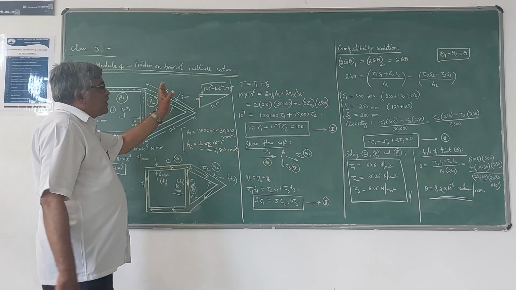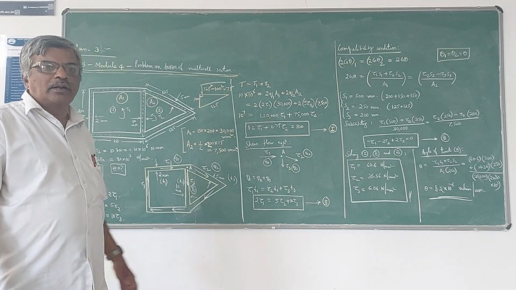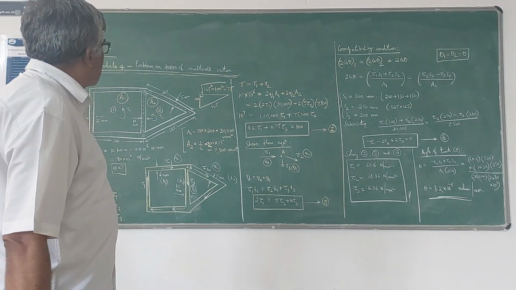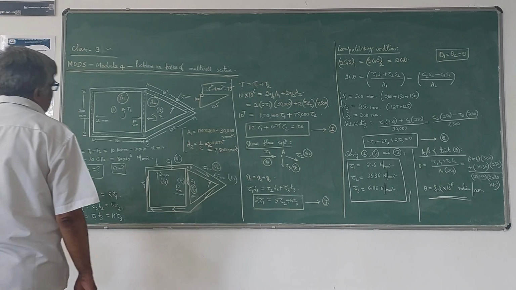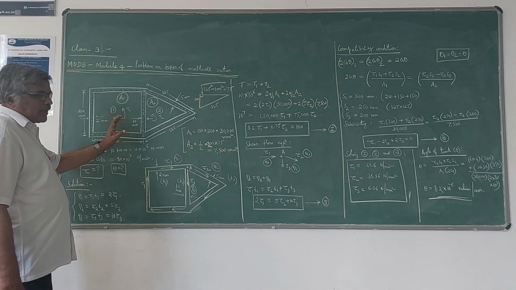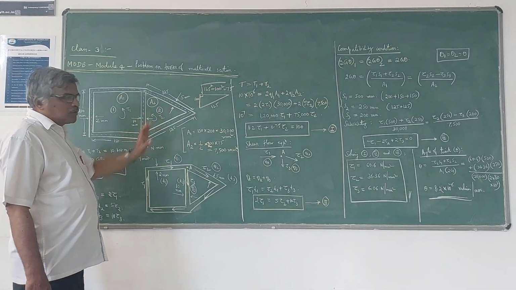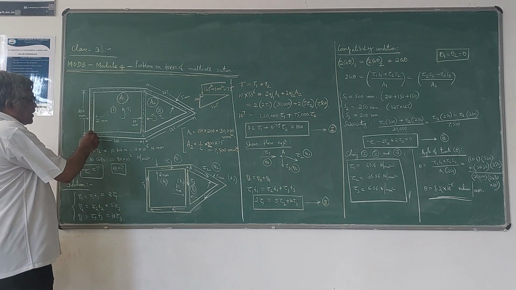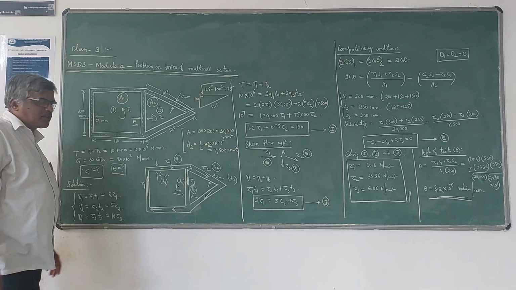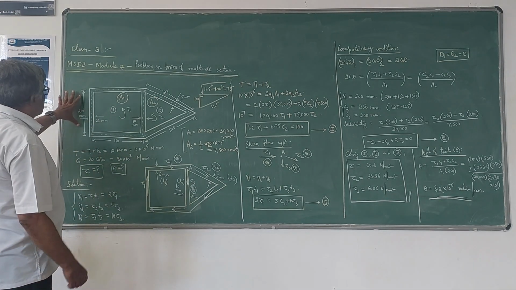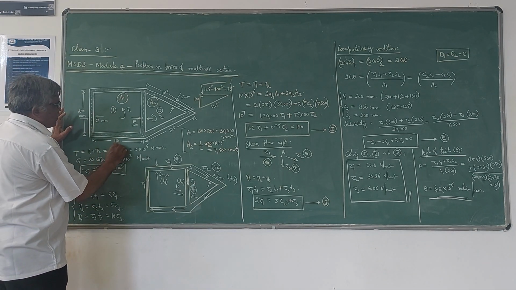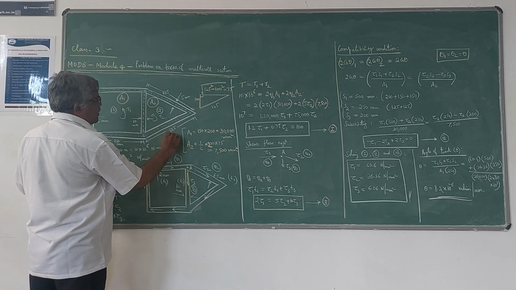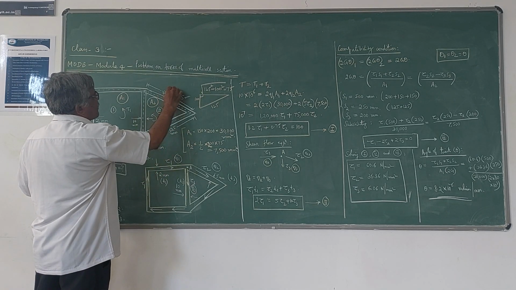So in this class we will discuss another problem on torsion of multicell section. Here this section consists of a rectangular portion and a triangular portion like this, an isosceles triangle. Dimensions, center to center dimensions, median dimensions are given here. This is 200 mm, this is 150 mm, this is 125 mm and this is also 125 mm.